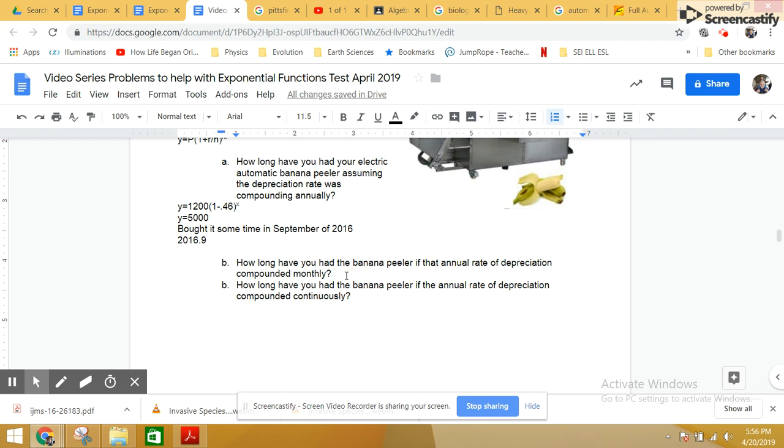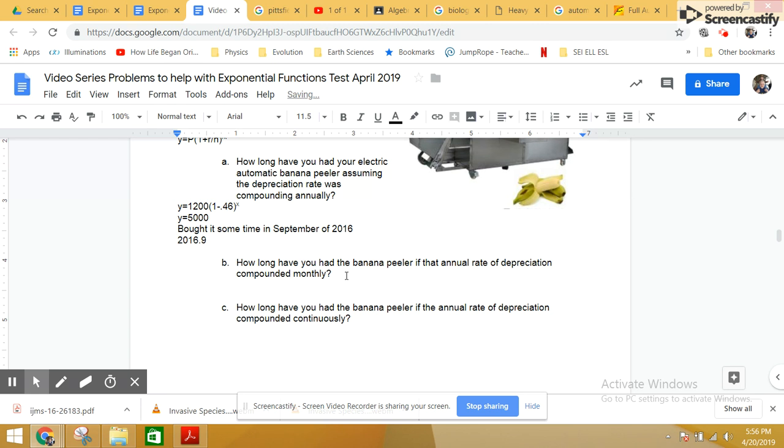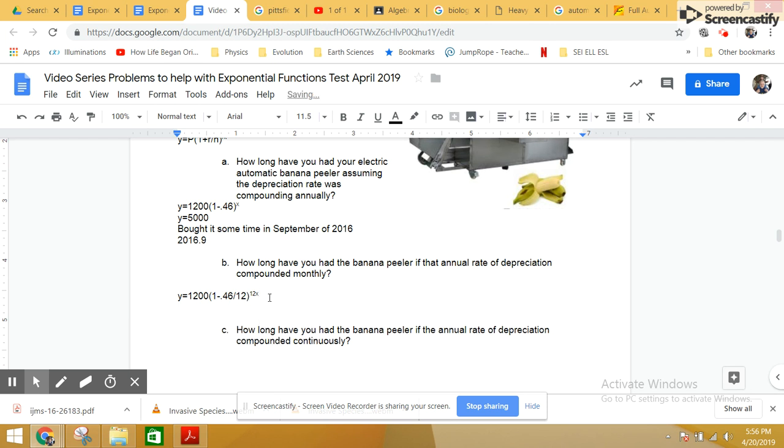Okay, what if it was compounding monthly? We're going to use the same function, only we've got to deal with the monthly compounding. So go down here, and instead of that, we're going to say that's going to be divided by 12. We're breaking that negative 0.46 into 12 parts, and then we're going to make it 12x because every year, x is years, and every year we're going to have 12 of those compounding events. So we'll plot that, and we will see where that intersects with y equals 5,000.